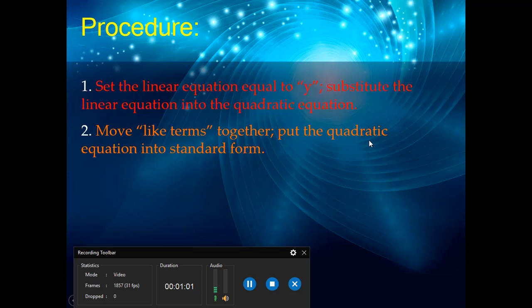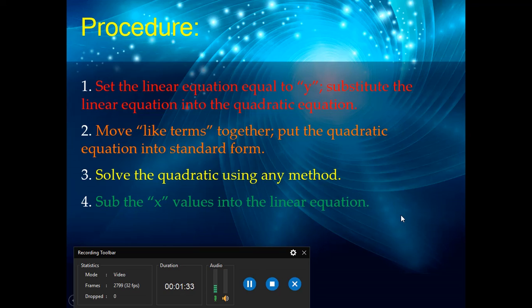Once you've subbed in, we're going to start moving our terms around. We want to put any like terms together, but we also want to make sure that the quadratic equation is in standard form, and we still want to try to keep our quadratic term positive. You can solve your quadratic equation using any method. I always try product sum first. If that doesn't work, I typically go right to the quadratic formula because it never fails.